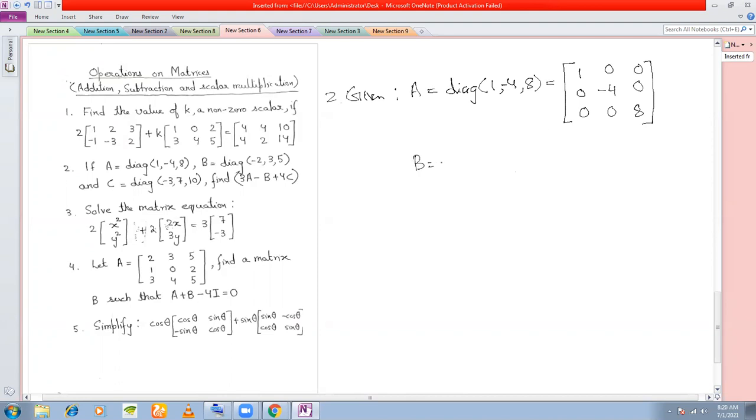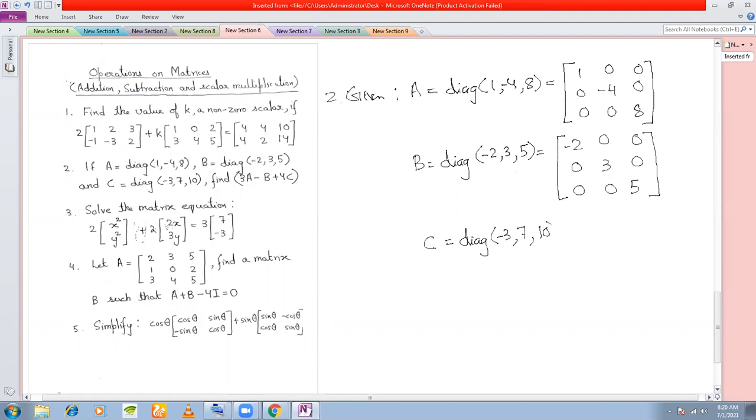B is equal to diagonal matrix minus 2, 3, 5. So this means diagonal elements will be minus 2, 3, 5, and all the other elements will be 0. Right? And the matrix C here is diagonal matrix minus 3, 7, 10. We have minus 3, 7, 10 as the diagonal elements. All the other elements will be 0.